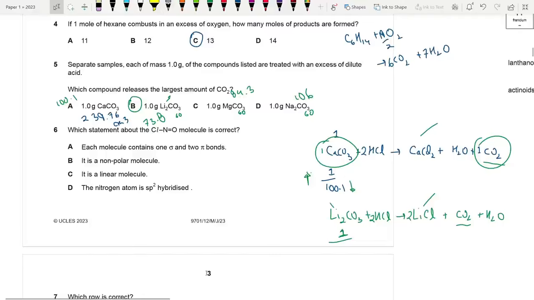Which statement about the ClNO molecule is correct? Let's see. The ClNO molecule. Each molecule contains one sigma and 2 pi bonds. No, 1 sigma here, 1 sigma here. 2 sigma and 1 pi. 2 sigma, 1 pi. Okay, so that's wrong. It's a non-polar molecule. That's wrong, actually. Because these two dipoles are different. They are not the same.